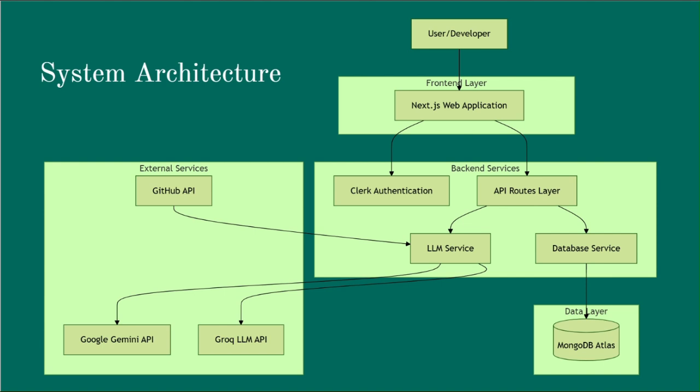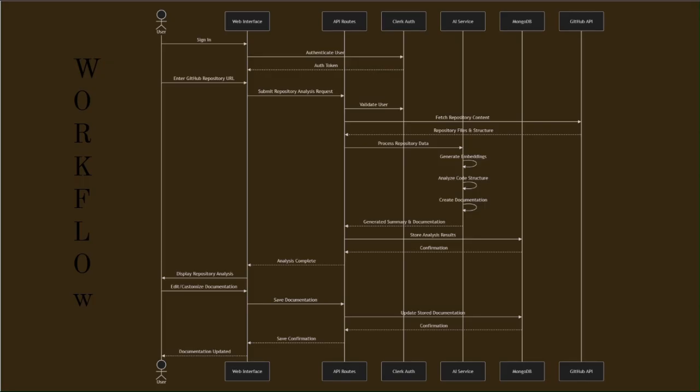Let's understand what our website actually does. As you can see here, the user signs in to our web application, and we authenticate the user using Clerk, get the auth token and everything. Then the user provides the GitHub URL. After providing the GitHub URL, we analyze it.